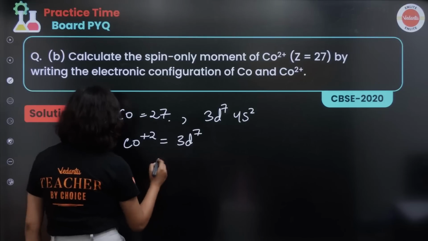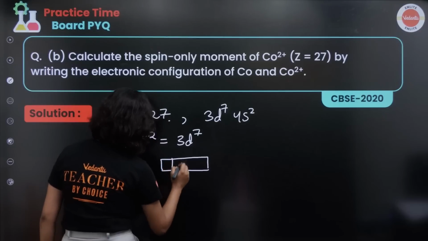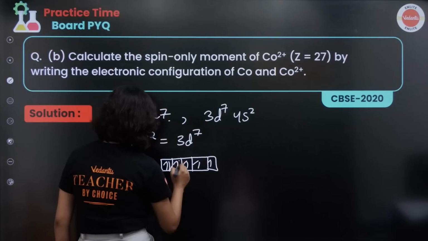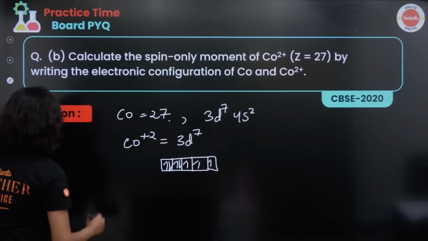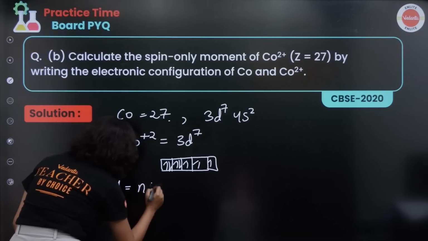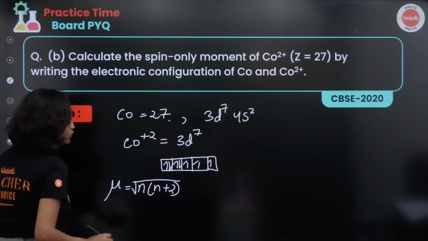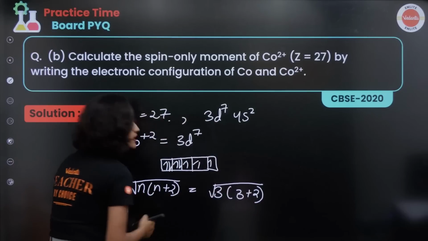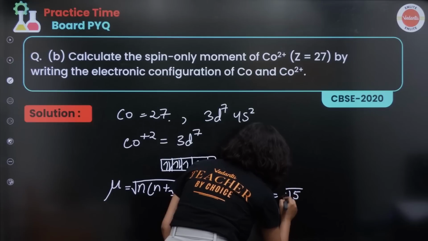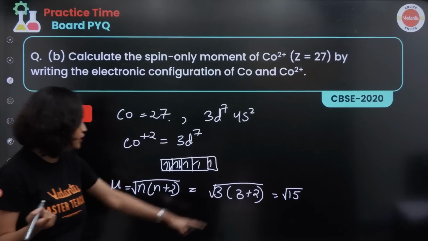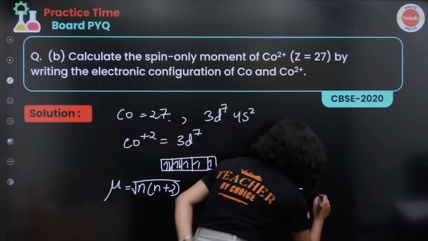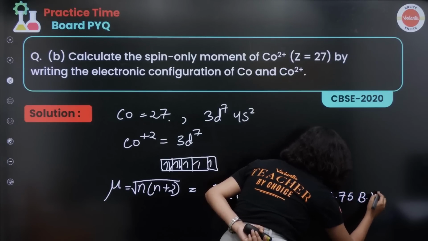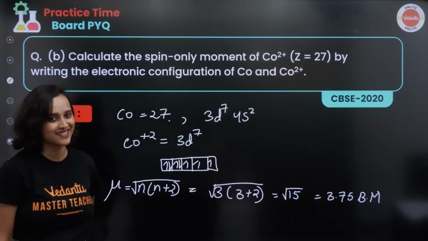Now, if it is 3d7, and I draw the orbitals like this, 1, 2, 3, 4 and 5, then 1, 2, 3, 4, 5, 6 and 7. So there are 3 unpaired electrons. Spin only, how is it calculated? Mu is equal to root over n times n plus 2. So 3 unpaired electrons, 3 plus 2 is 5, 5 times 3 is 15. What is the closest number here? 4 4s are 16, so it cannot be 4. It has to be around 3.75 maybe. That is your answer.